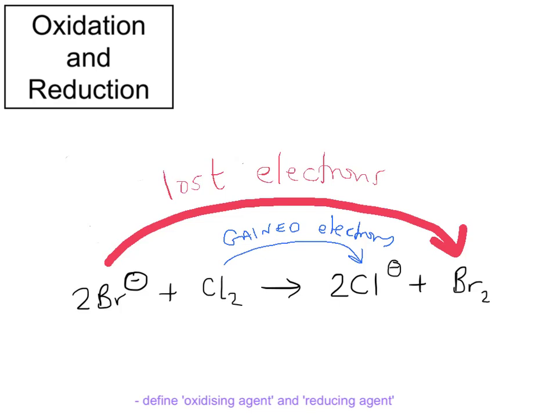However, the terms oxidizing agent and reducing agent refer to the idea that they have oxidized the other thing or reduced the other thing. So bromide ions, in losing electrons, have given those electrons to the chlorine, so they've facilitated the reduction of the chlorine. And so if it's been oxidized itself, it is also the reducing agent. So the bromide ions are the reducing agent because they've been oxidized themselves.